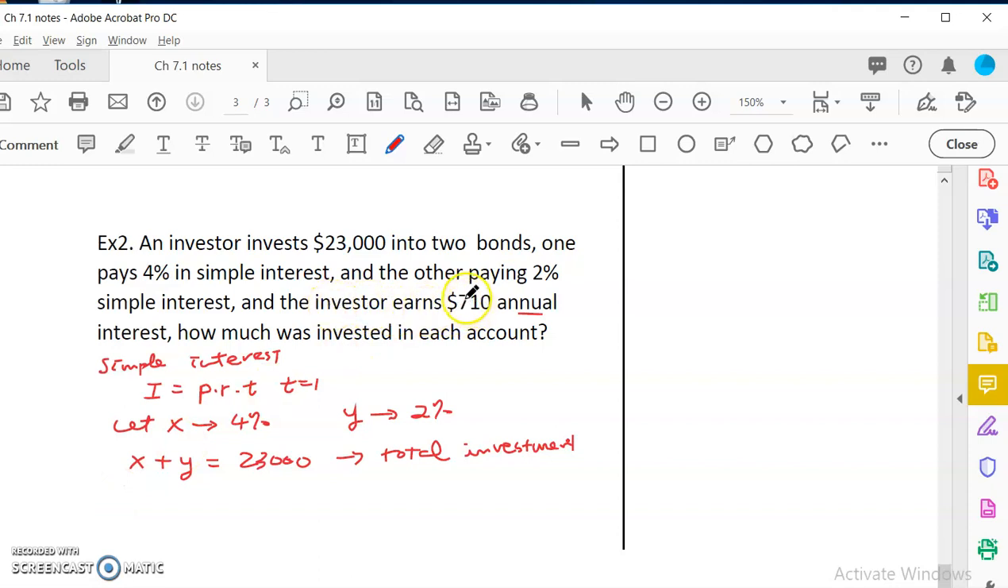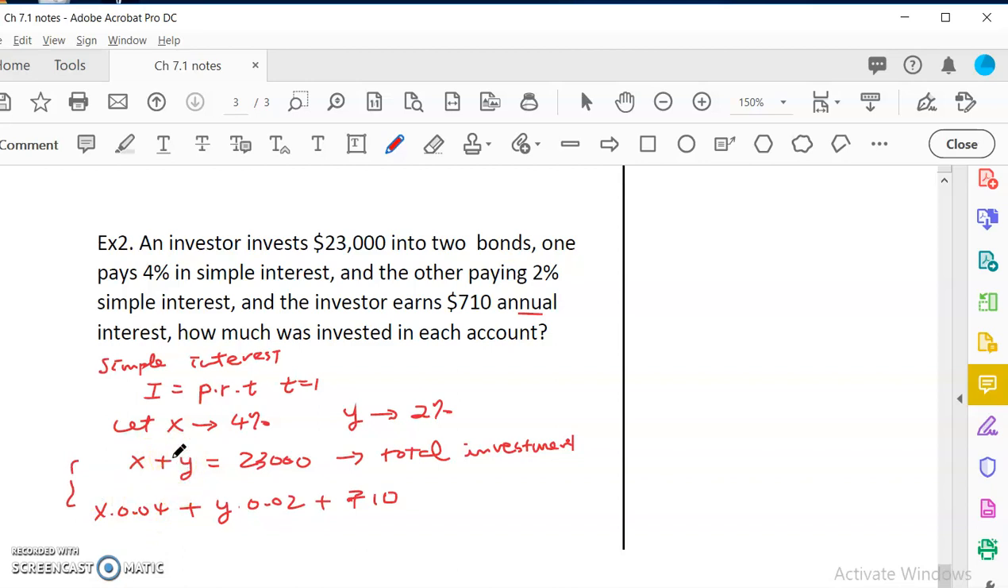The investor earns $710 total annual interest from the two. So how much do I earn in interest for X dollars? It'll be X times 0.04. So that is just the interest. And Y times 0.02, and add them together is 710. We don't know the individual amounts, but we can set up the equation, and it has two equations.